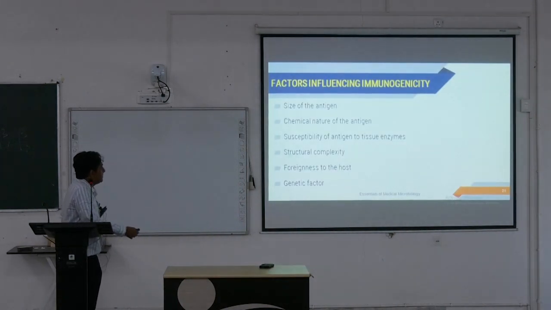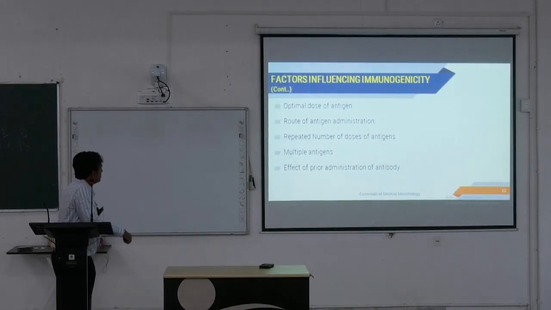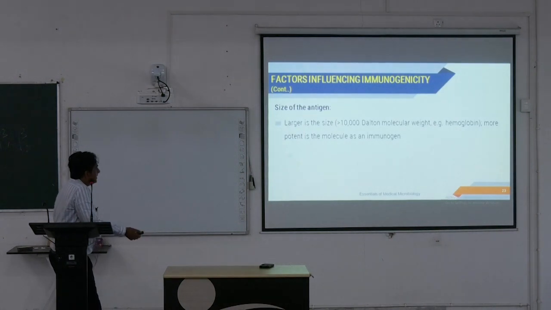ফ্যাক্টরস ইনফ্লুয়েন্সিং ইমিউনোজেনিসিটি কি কি? সাইজ অফ দ্য অ্যান্টিজেন, কেমিক্যাল নেচার, সাসেপ্টিবিলিটি অফ দ্য অ্যান্টিজেন টু টিস্যু এনজাইমস, স্ট্রাকচারাল কমপ্লেক্সিটি, ফরেননেস টু দ্য হোস্ট আর জেনেটিক ফ্যাক্টর। আর অপটিমাল ডোজ, route of administration, repeated number of doses of antigens, multiple antigens and effect of prior administration of antibody.